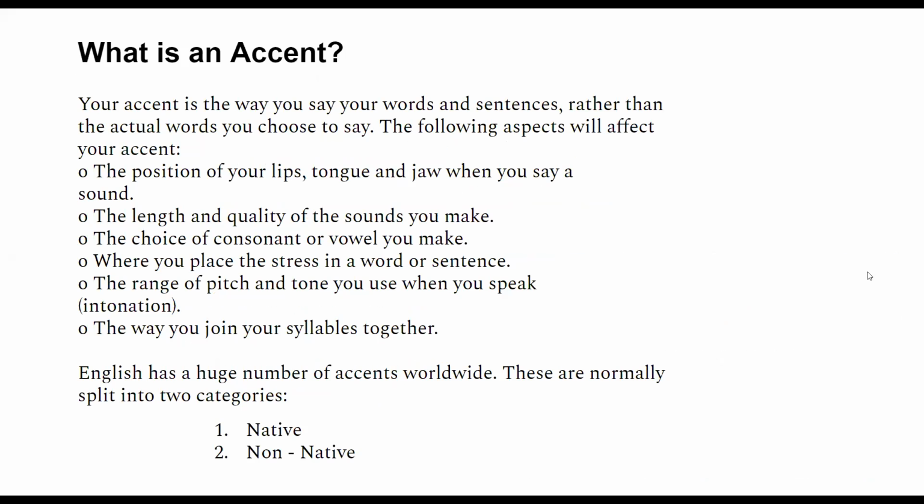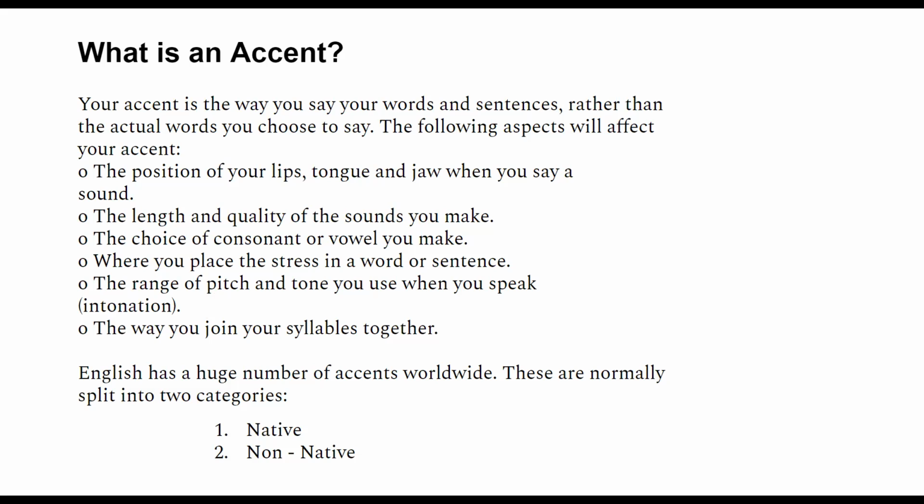What is an accent? Your accent is the way you say your words and sentences. The following aspects will affect your accent. First, the position of your lips and jaw when you say a sound. Second, the length and quality of the sounds you make. Third, your choice of consonant and vowel. Fourth, the word and the sentence you stress. The last one is the way you join your syllables together.